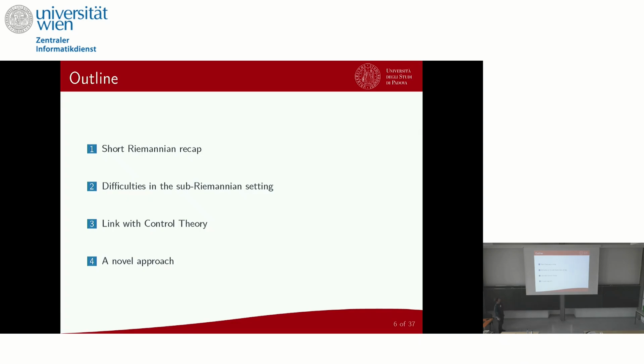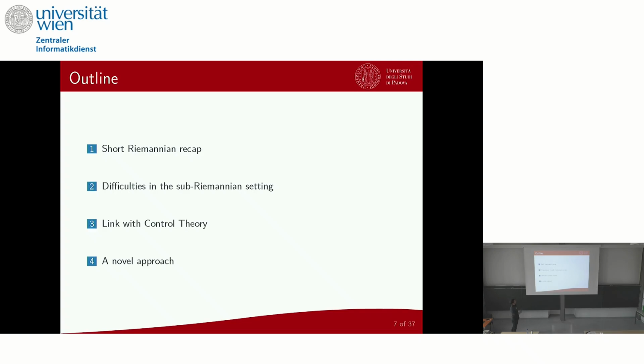So this is the outline. I will do a short Riemannian recap, show some difficulties in the sub-Riemannian setting, then some links with control theory. I will go maybe a little bit outside of the usual path, and then explain to you the novel approach. I use novel because yesterday Nicola reminded me that novel does not mean better, so a novel approach.